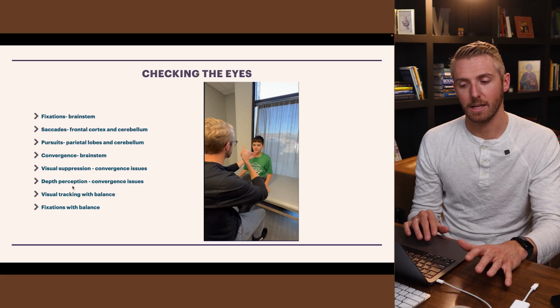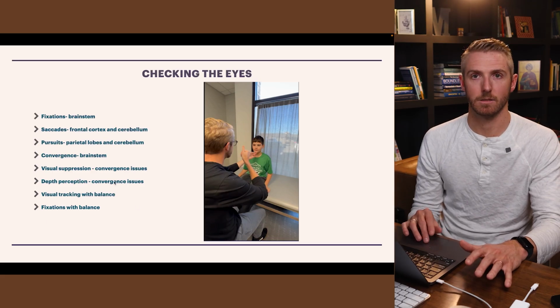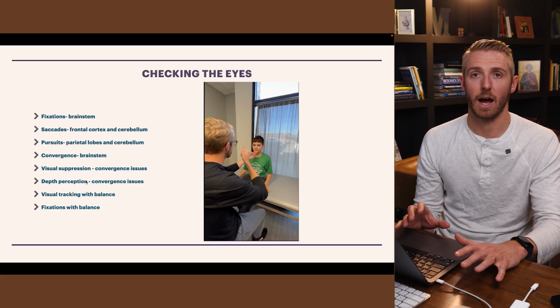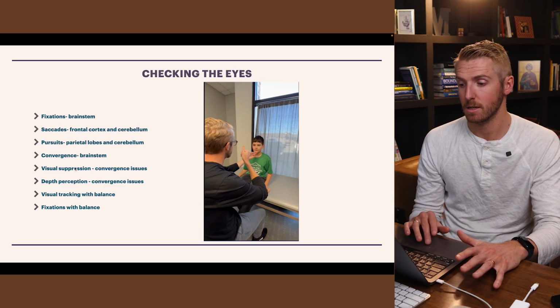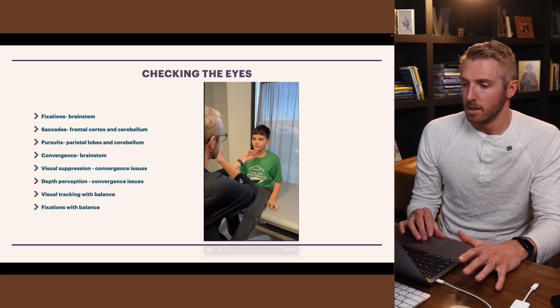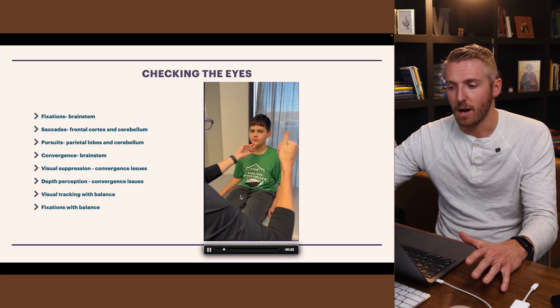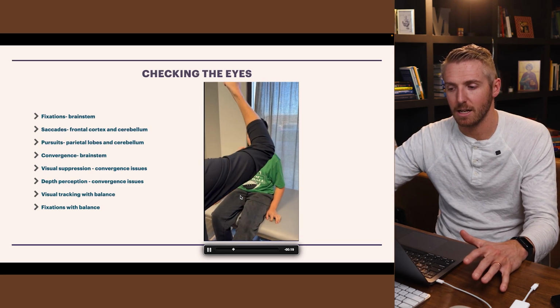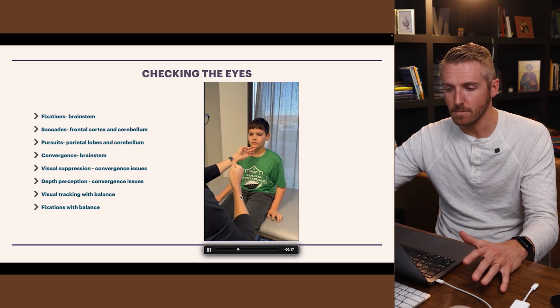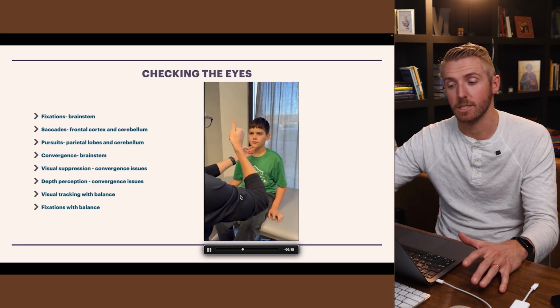And then visual tracking with balance, fixations with balance. So when it comes to eye tracking, I primarily focus on being able to eye track and maintain balance at the same time. Okay, so I'm just having him track. I'm at least 18 inches away from his face, tracking side to side, up and down. And then I want to make sure he can converge his eyes.